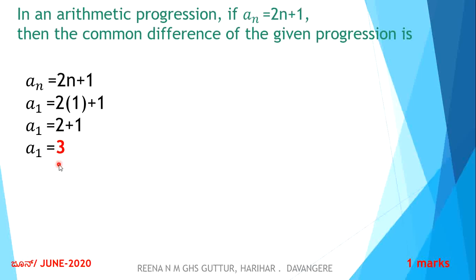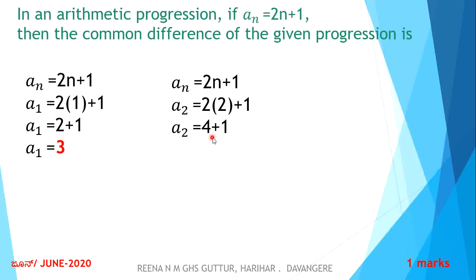To find out the second term, once again you write down an is equal to 2n plus 1. Substitute 2 in place of n. We get a2 is equal to 2 into 2 plus 1. On simplification, 2 2s are 4 plus 1. So 4 plus 1 is 5. So the second term of the AP is 5.